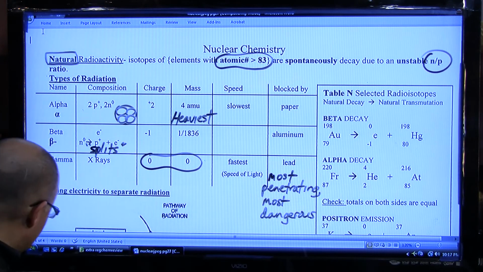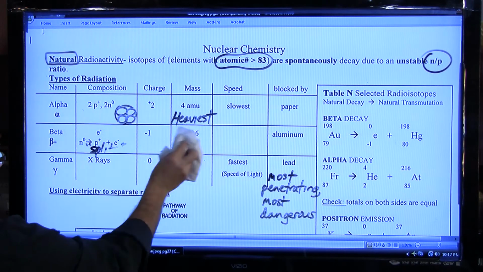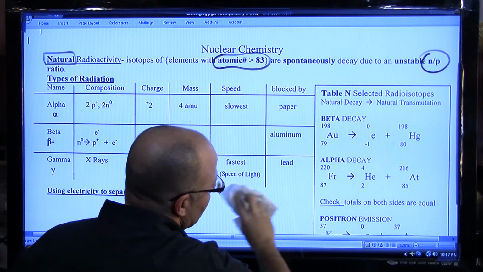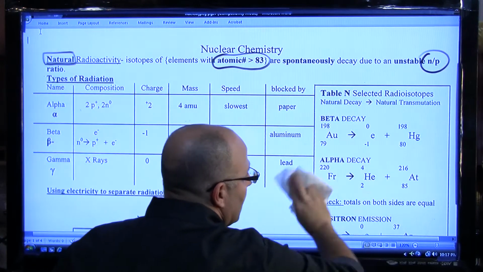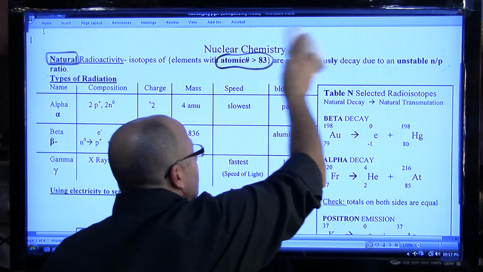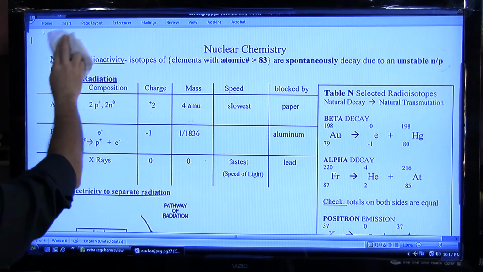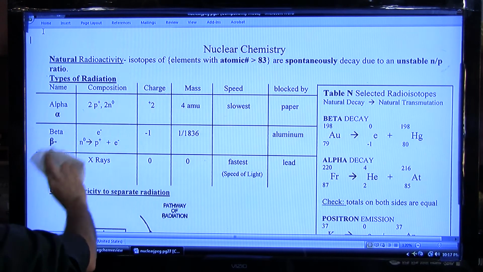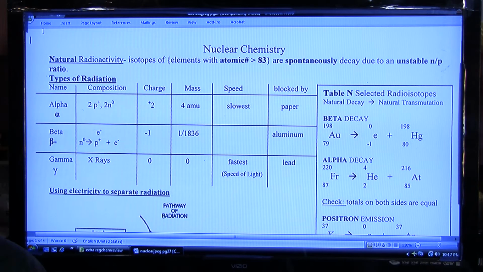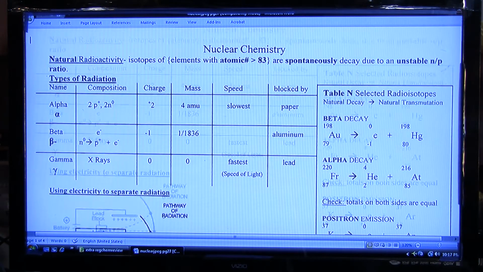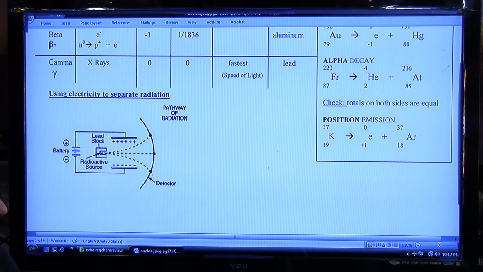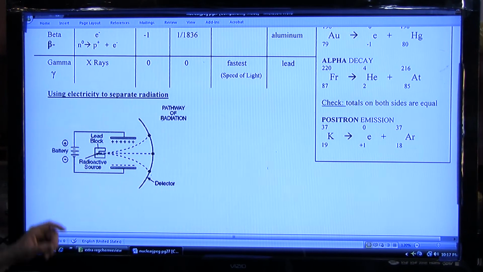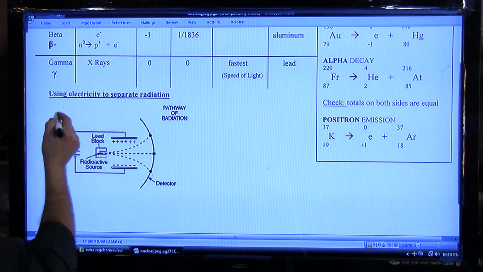Then if you wanted to separate these particles and rays from each other, there's two ways you could do that. You could do it in a magnetic field or an electrical field. And what I have depicted here in the notes is separating them by causing these rays to pass through two charged plates. In fact, this diagram here comes from an old Regents exam. So here we're using electricity to separate radiation.